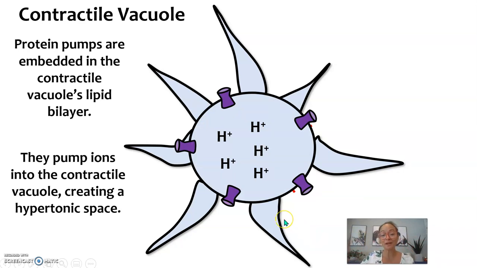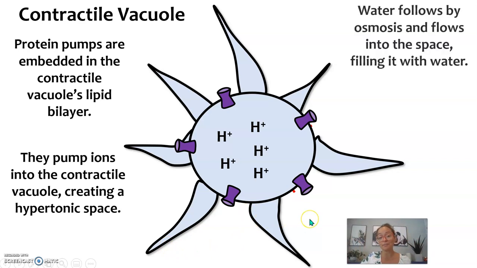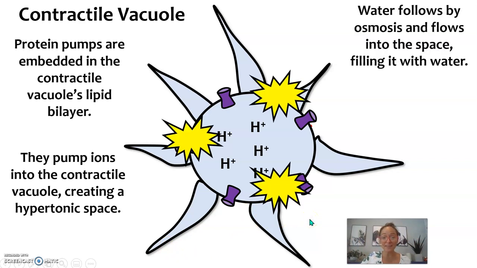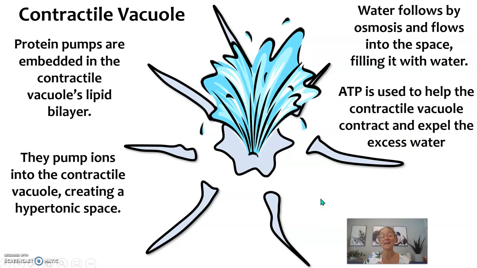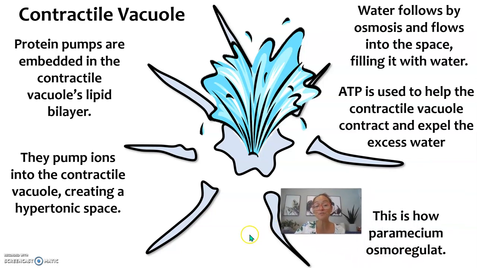Now, the little paramecium, so keep in mind, it's in a hypotonic freshwater environment. So water is flowing through its cell membrane into the cytoplasm. Then from there, the contractile vacuole organelle creates a hypertonic environment so that water is going to flow from the cytoplasm into this contractile vacuole. This contractile vacuole is then going to use ATP to cause it to contract, that's where the name comes from, and pump that excess water out. And this repeats over and over and over. So this is how that cute little paramecium osmoregulates.